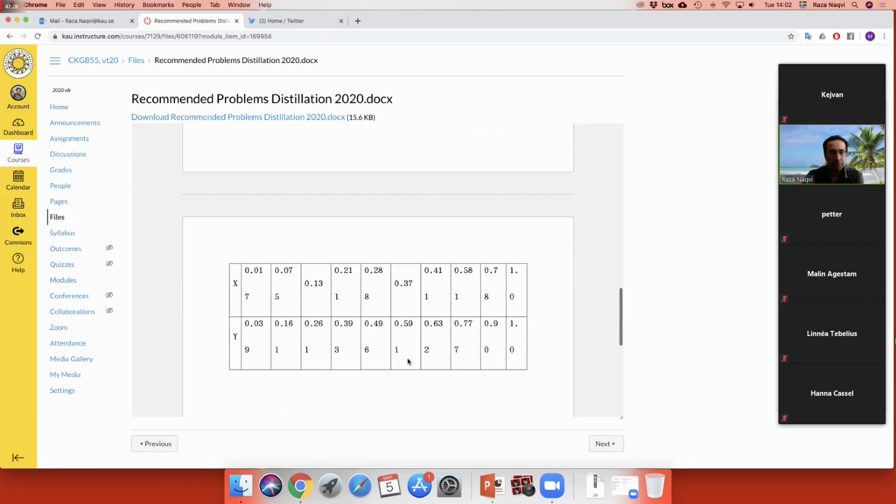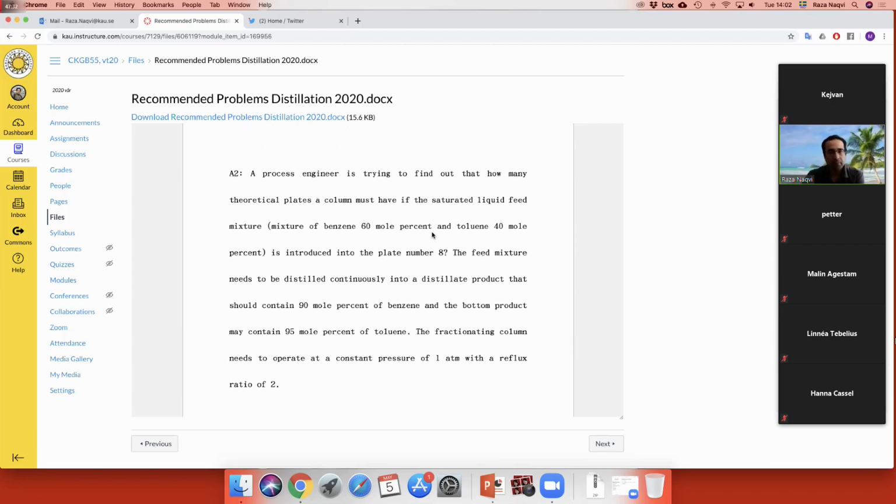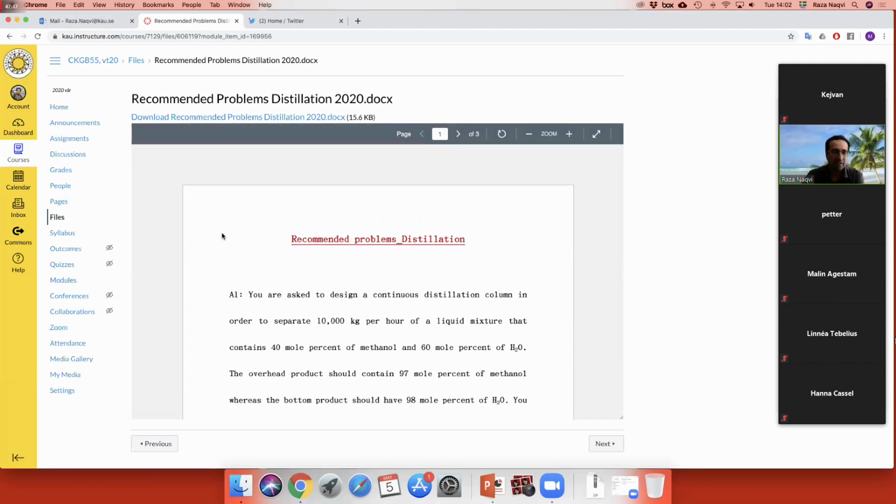I think in this you also need to calculate the number of plates, right? How many theoretical plates a column must have. So you have to calculate the number of theoretical plates under these conditions, if the feed is introduced at plate number 8. So there are two recommended problems, and they are very easy.